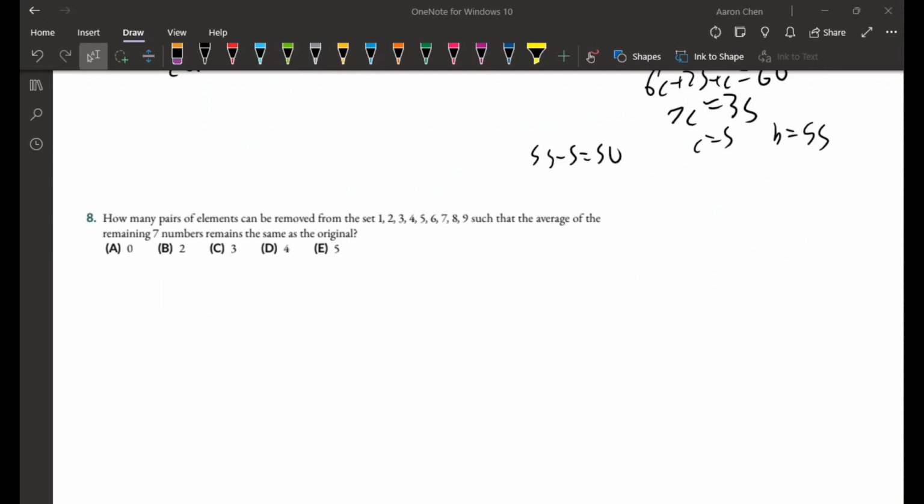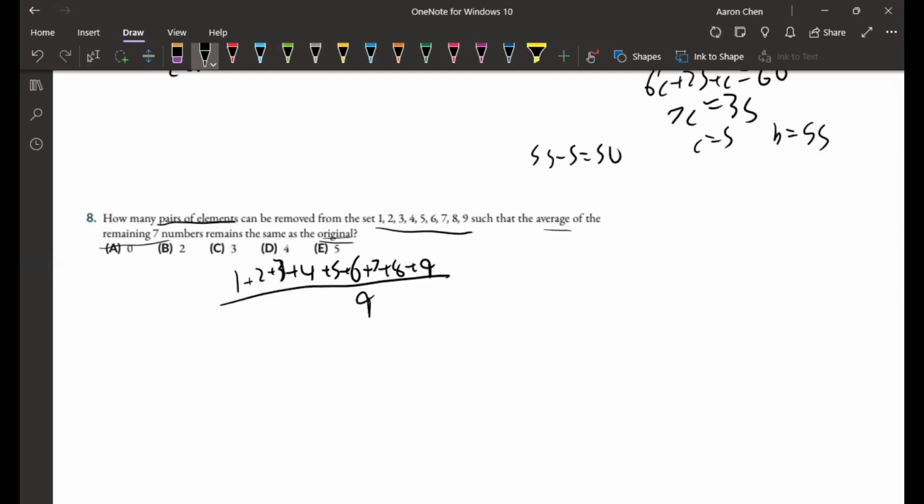So next we have that we want to find the number of pairs of elements that can be removed from 1 through 9, such that the average of the remaining numbers is the same as the original. So first of all, we obviously want to find the average of the original. And it's 1 plus 2 plus 3 plus 4 plus 5 plus 6 plus 7 plus 8 plus 9 over 9. And you can either add up all these numbers manually or realize they can pair off. And so that just equals 5.